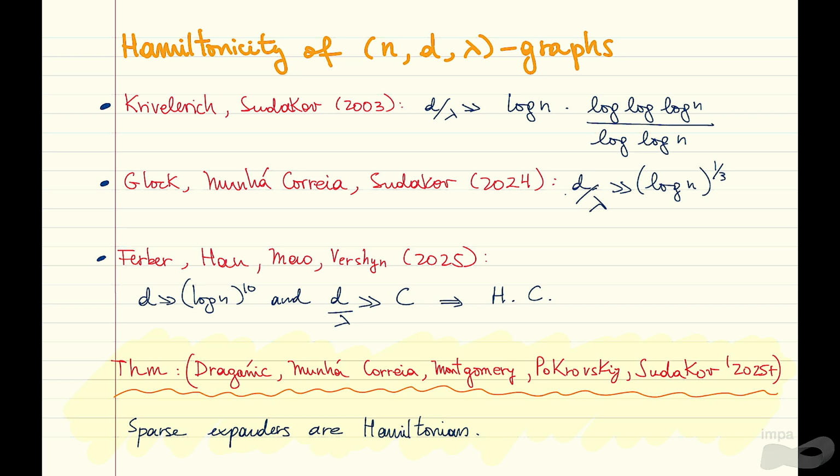Draganić, Munhá Correia, Montgomery, Pokrovskiy, and Sudakov proved an even stronger statement. They proved that the conjecture is not only true for (n,d,λ)-graphs, but we only need some weak expansion conditions. So they proved that sparse expanders are Hamiltonian. I would like to try to show you a sketch of the solution of this result.